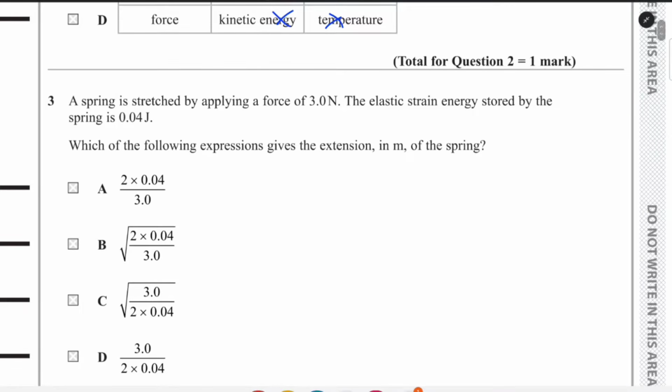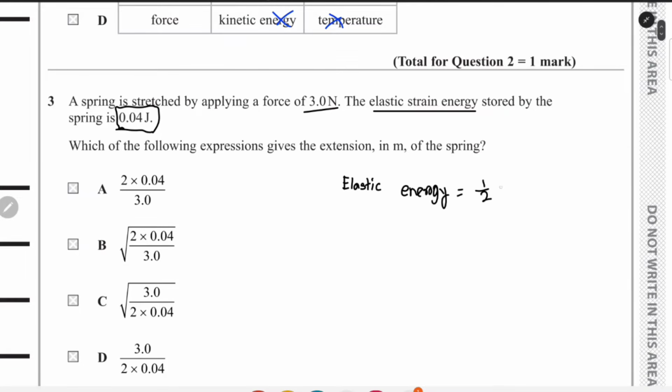On to question 3. We are told that a spring is stretched by applying a force of 3 newtons, and the elastic strain energy stored by the spring is 0.04 joules. So the formula for the elastic potential energy or elastic strain energy, just write elastic energy over here. This is half into force into extension. So this is 0.04. This is half times 3 newtons, and we have the extension here.